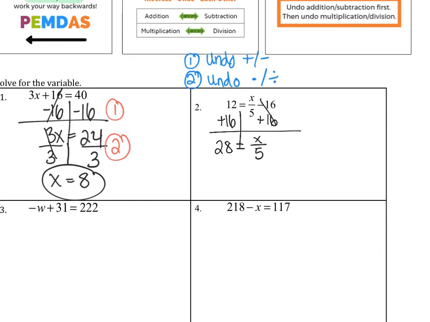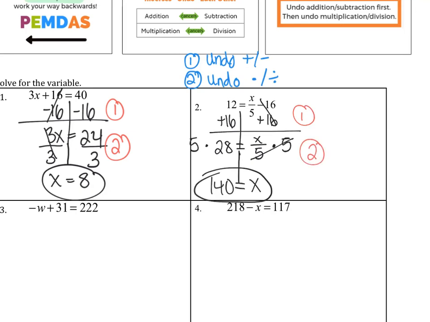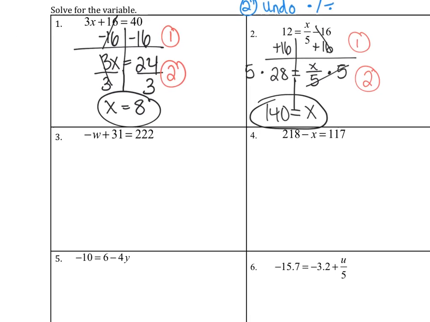Okay? Then I did step 1. Step 2 is to get rid of the multiplying or dividing by doing the opposite. Again, I'm going to draw my line a little bit down. Since x is being divided by 5, I'm going to do the opposite and multiply both sides by 5. When I do that, I've gotten rid of it here, and I have x equals 28 times 5, which is 140. So our answer here is x equals 140. Notice that we did do the two steps. First, we undid the adding and subtracting, and second, we undid the multiplying or dividing. Okay, there's your two steps.